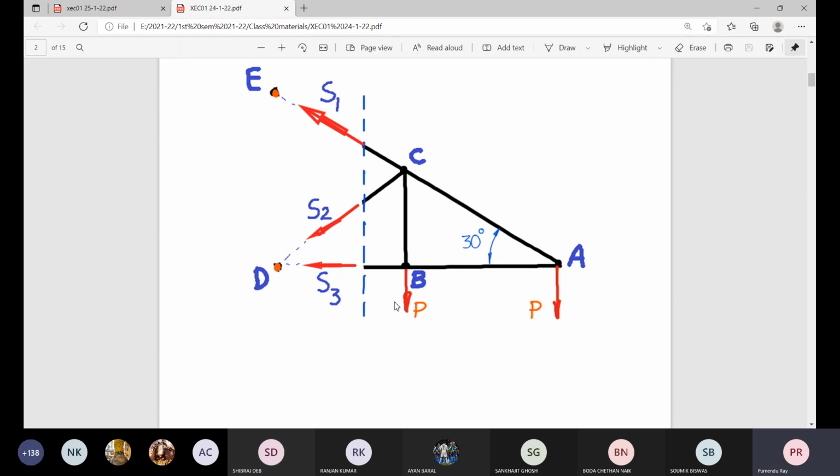Exactly. But if you are asked to find out this member CD, this member S3, and this member AC, so if BD, CD, and AC you are asked to find out, then you cannot pass a single section normally by this single plane cutting section. Maximum what you can do, you can pass a section like this. So when you pass a section like this, just hold a minute.